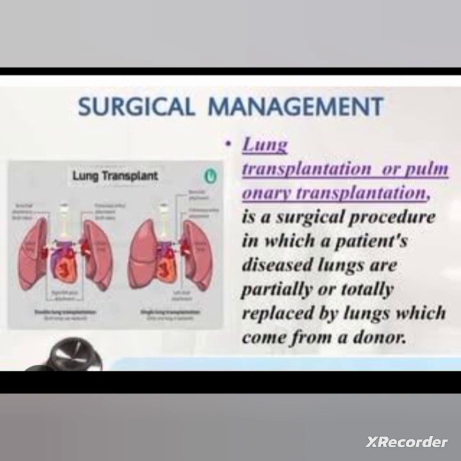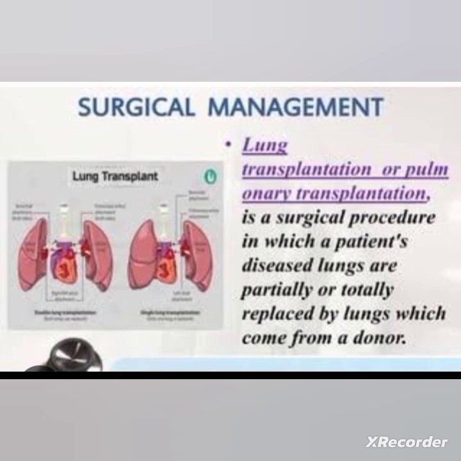Then regarding the complications of cor pulmonale, it includes respiratory failure and dysrhythmias. Dysrhythmia may lead to life-threatening problems like sudden cardiac death.